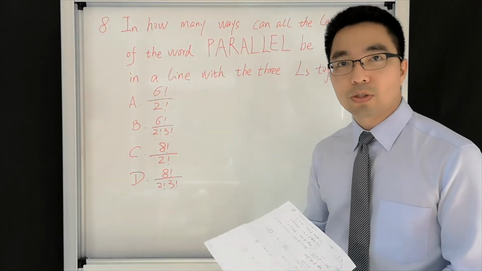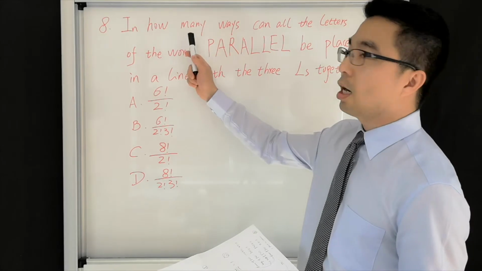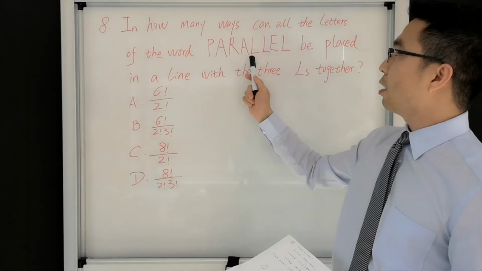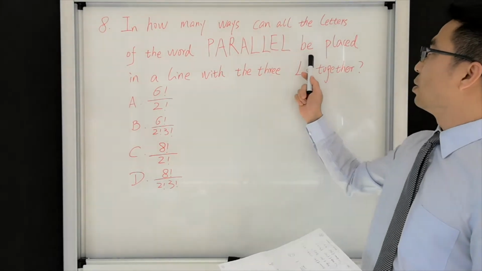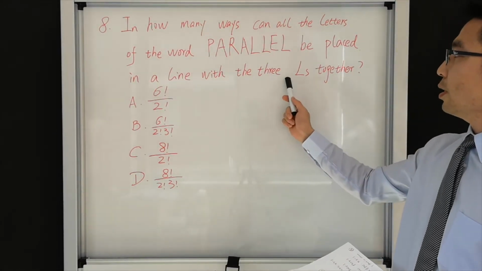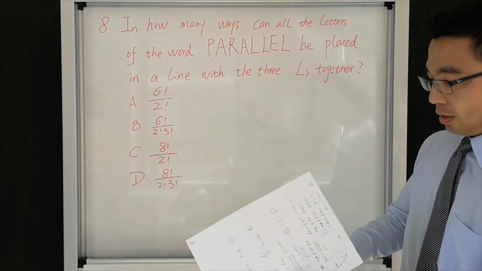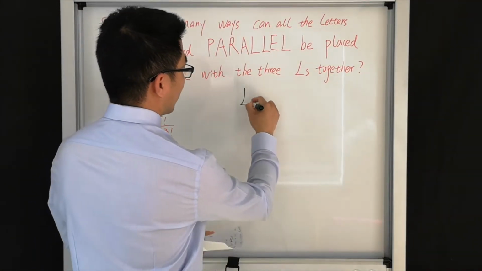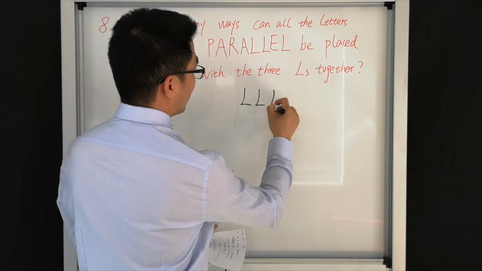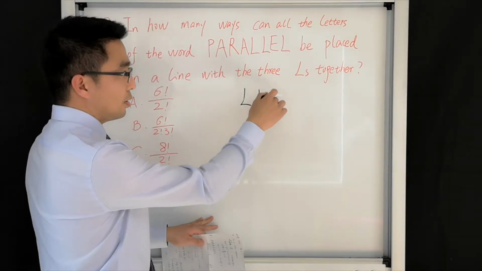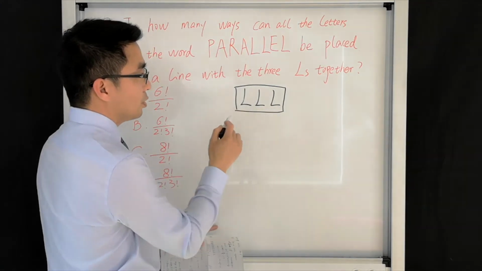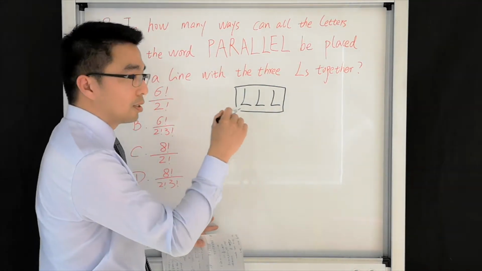Okay, let's go to question 8. In how many ways can all the letters of the word P, A, R, A, L, L, E, L be placed in a line with the 3 L's together? We have to have the 3 L's together, so we can join these 3 L's together and treat this joint as one letter.